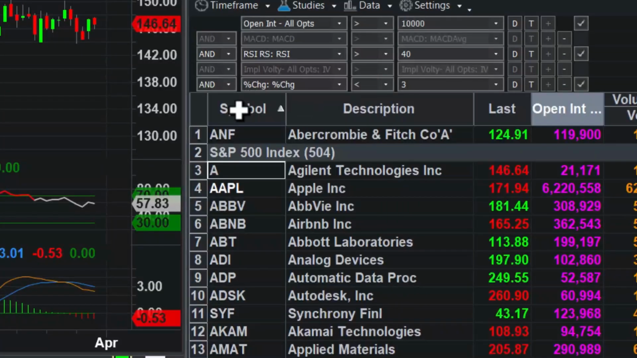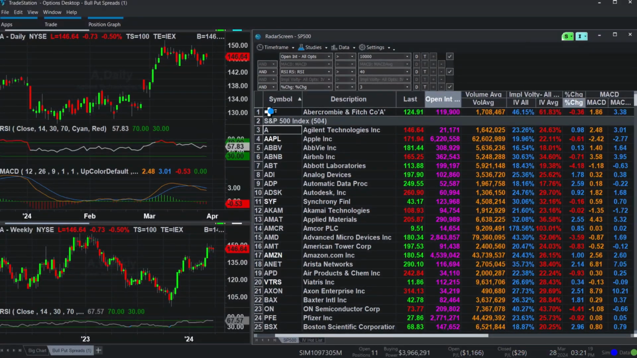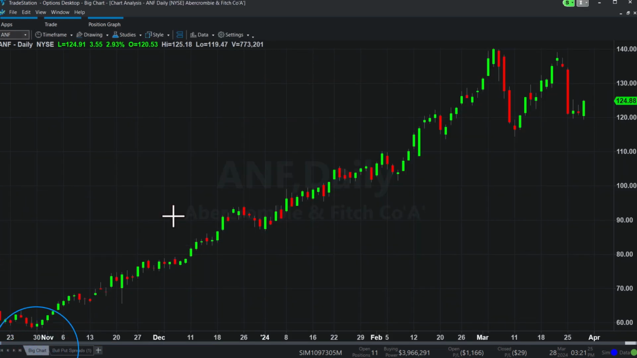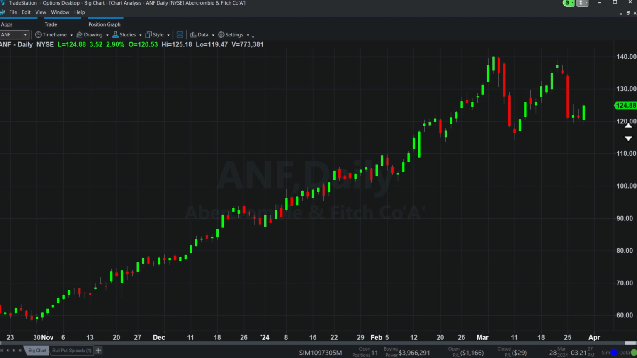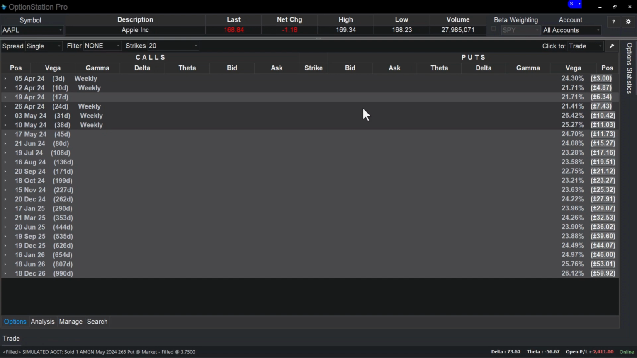To illustrate a bull-put spread, let's use Abercrombie & Fitch Company, symbol ANF, as an example. ANF appears bullish on the weekly and daily charts. The price appears to be bouncing near a support level of around $115, with the potential to move towards a resistance near $140. When selecting the expiration, longer-dated options have additional time value, making them more expensive and possibly offering more profit.